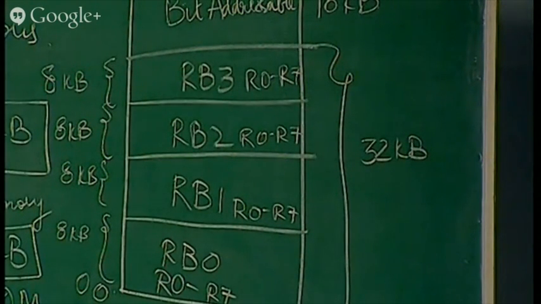So these contain your general purpose registers R0 to R7, and then the next 16 bytes are reserved for bit addressable. Bit addressable is another very important feature of 8051 or a microcontroller, which makes it different from a microprocessor.